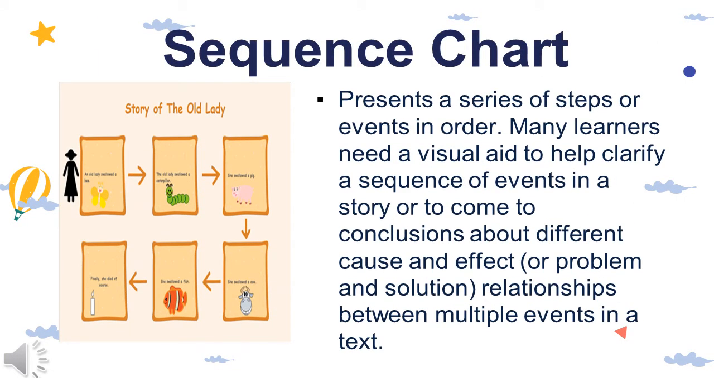And the last kind of graphic organizer is what we call a sequence chart. As you can see in the picture, it simply presents a series of steps or events in order, wherein many learners need a visual aid to help clarify a sequence of events in a story or to come to conclusions about different cause and effect relationships between multiple events in a text.